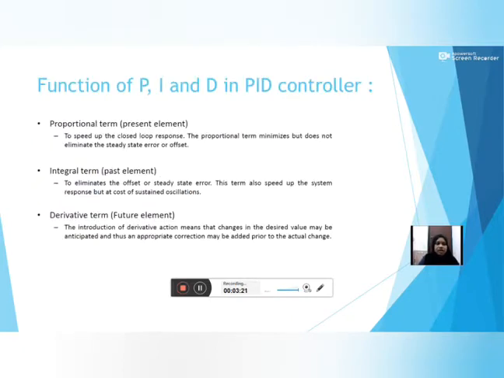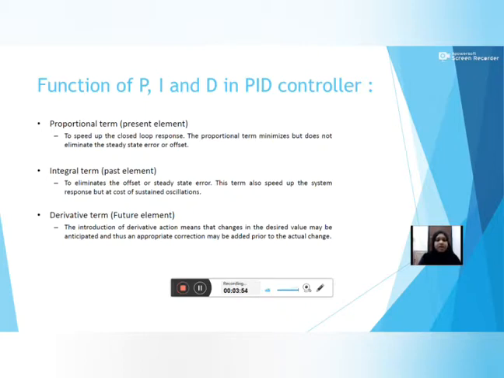So this is the function of P, I, and D in a PID controller. P stands for the proportional term, which is a present element. To speed up the closed loop response, the proportional term minimizes but does not eliminate the steady state error or offset. I stands for the integral term, which is a past element. It is to eliminate the offset or steady state error. This term also speeds up the system response but at the cost of sustained oscillation.